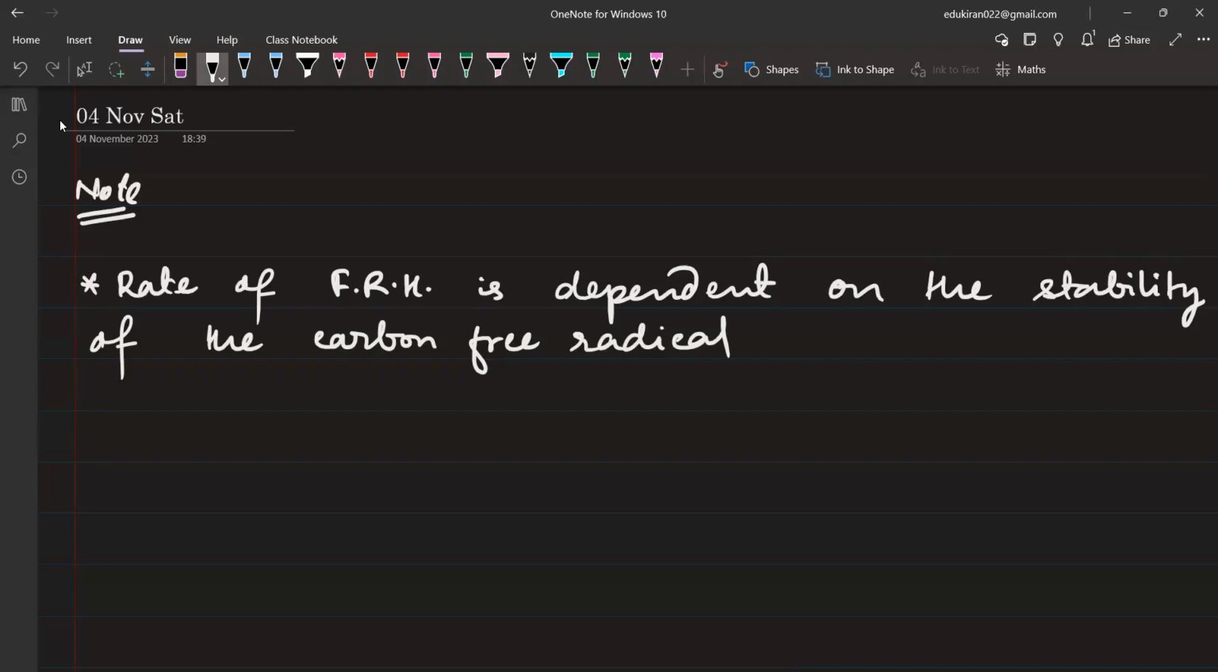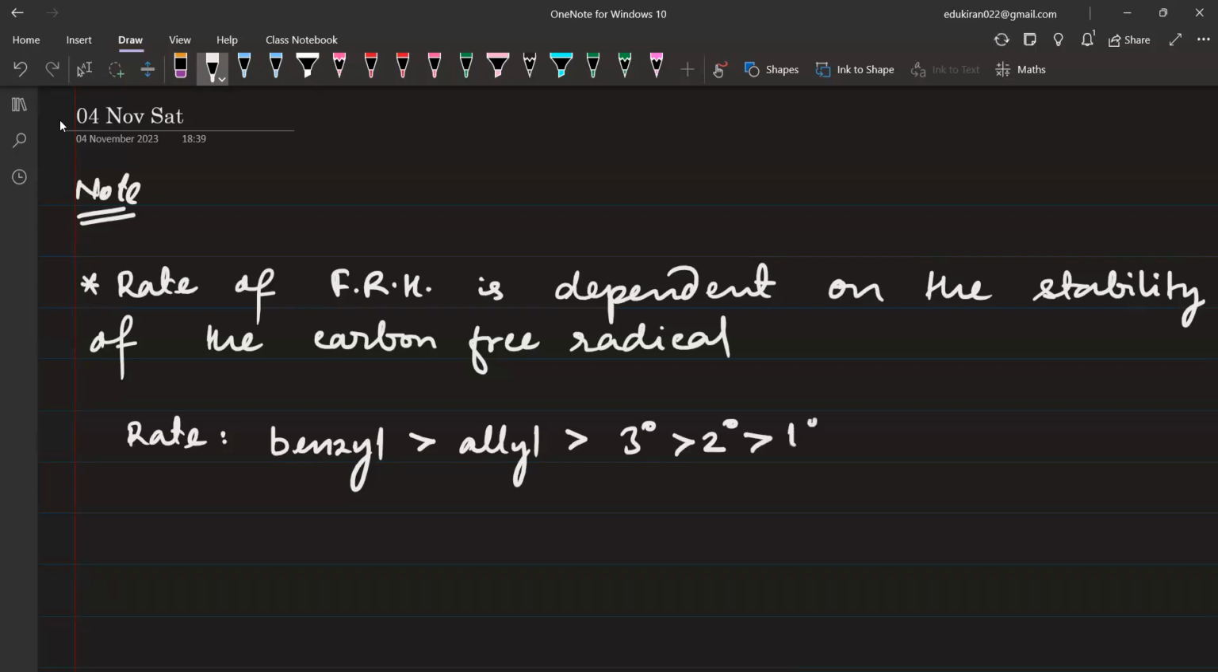Okay, so please write. The rate will be highest for benzyl. After that, you will have allyl. You all know what is benzyl and what is allyl, right? Then you will have 3-degree carbon, then 2-degree carbon, and then 1-degree carbon. Now, benzyl and allyl free radicals are more stable because of resonance. These are resonance stabilized.